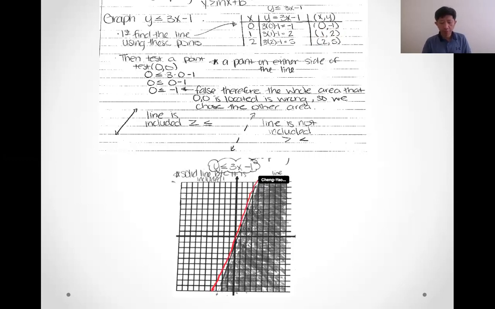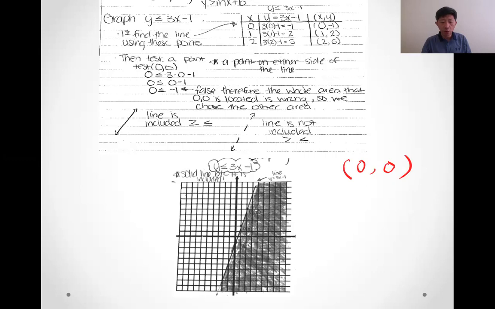And next, we have to test a point, all right? Once we find a line like this, next we want to test a point. Testing the point means that I plug in 0, 0, if this makes sense. 0, 0 is right there, right? What about 0, 0? If I test this point 0, 0, I plug in 0, 0.